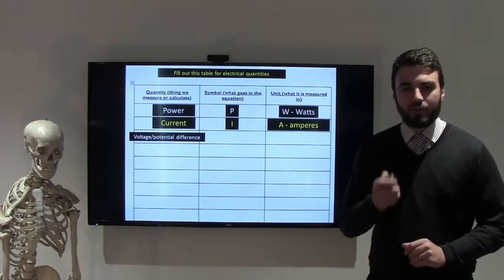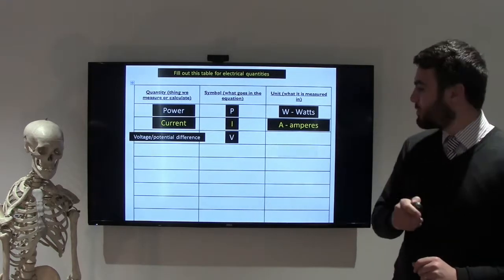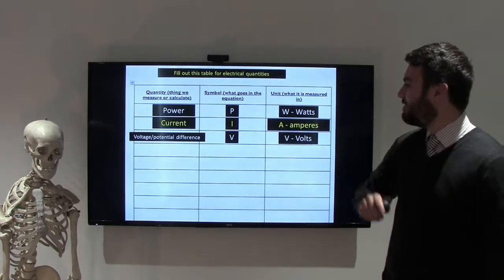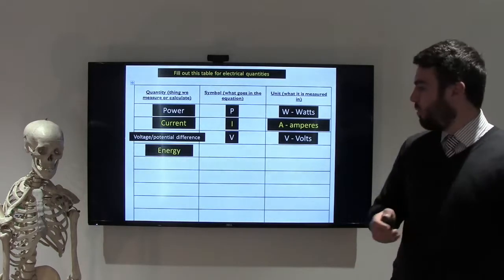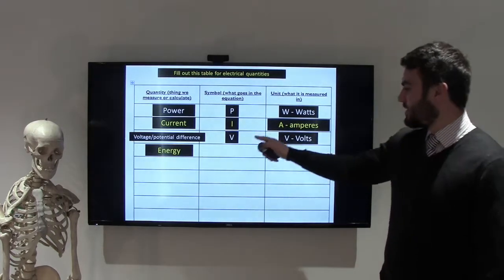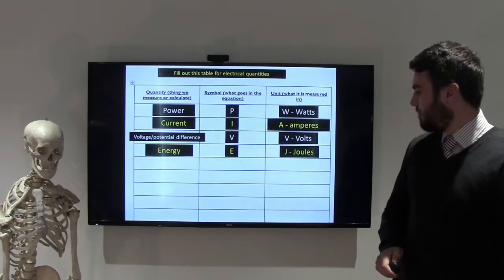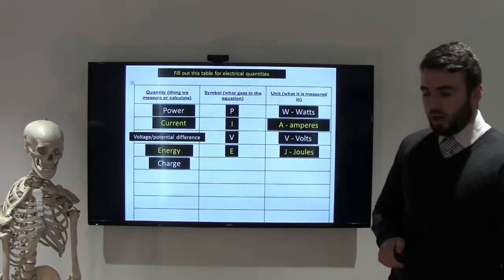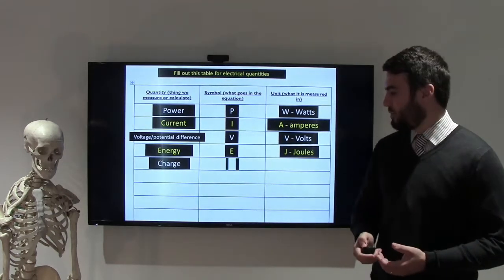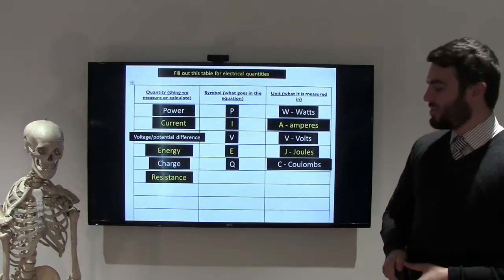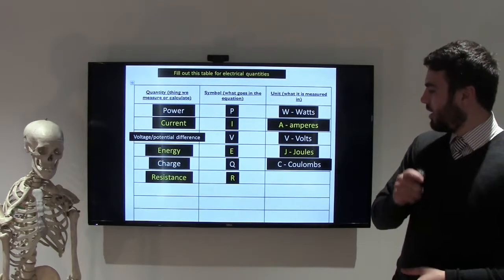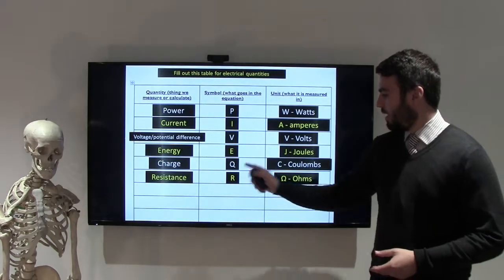Voltage or potential difference. Symbol V, that's one of the few ones where they're the same. V for volts, V for the symbol. Energy, well, how do we measure energy? Well, we measure it in joules, but its symbol is E. Okay? Charge, funny one, don't know why, but this one's a Q, and it's measured in coulombs, capital C. And resistance, which is measured in ohms, but has a symbol R.